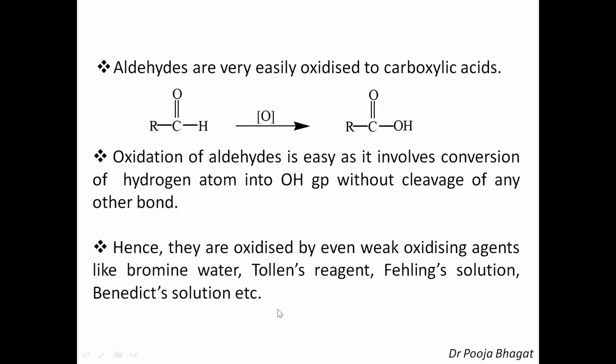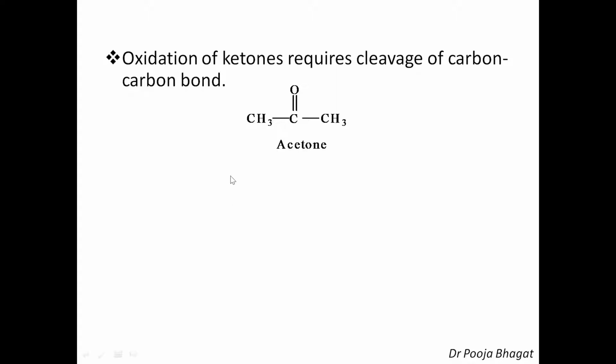Now, let's discuss the oxidation of ketones. If we have to oxidize a ketone, let us take acetone, then cleavage of the carbon-carbon bond takes place. See here, this is acetone. It is a symmetrical molecule, so you can do the cleavage on this side or on this side. It doesn't make any difference. But let's see, we do the cleavage here, and then this part goes out as formic acid and this part goes out as acetic acid.